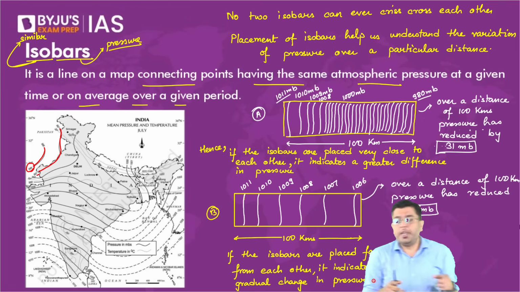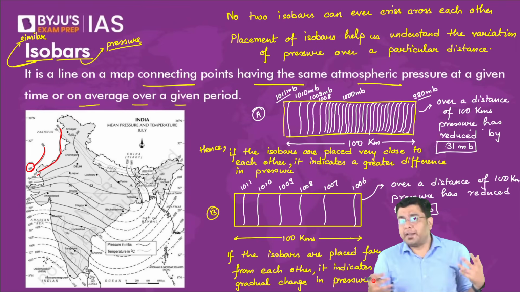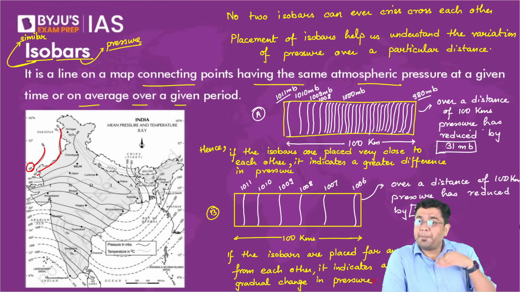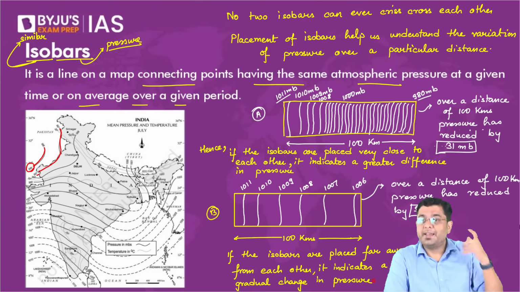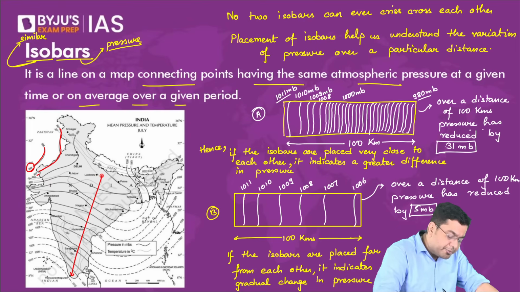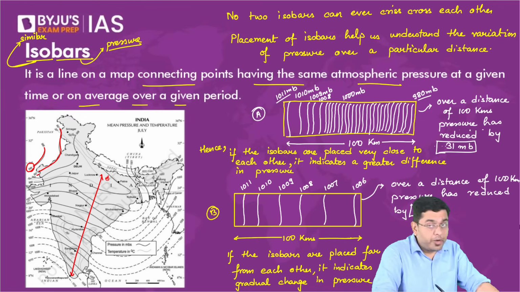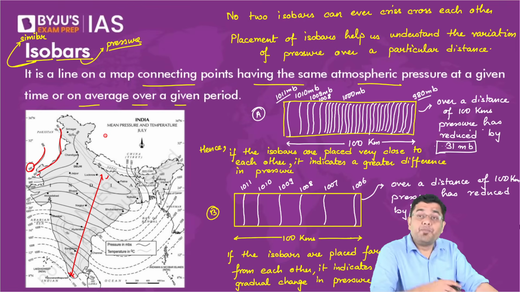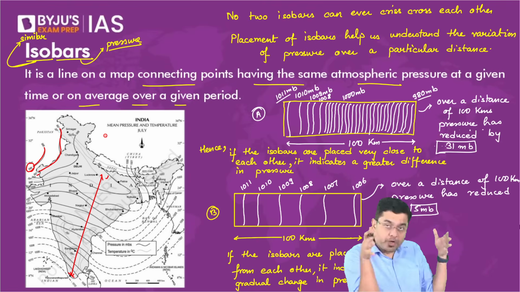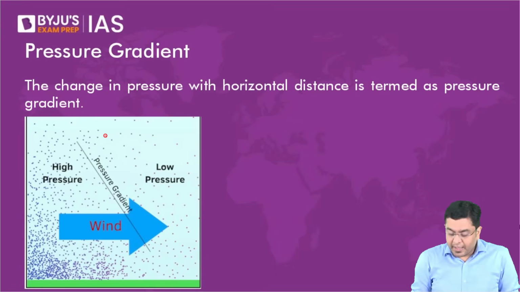This variation in pressure over a particular distance is what is referred to as the pressure gradient, or the change in pressure. For example, when we look at this map and consider this particular distance, the pressure varies from around 998 or 999 millibar to around 1009 or 1010 millibar. That variation in pressure over a distance is what is referred to as a pressure gradient.